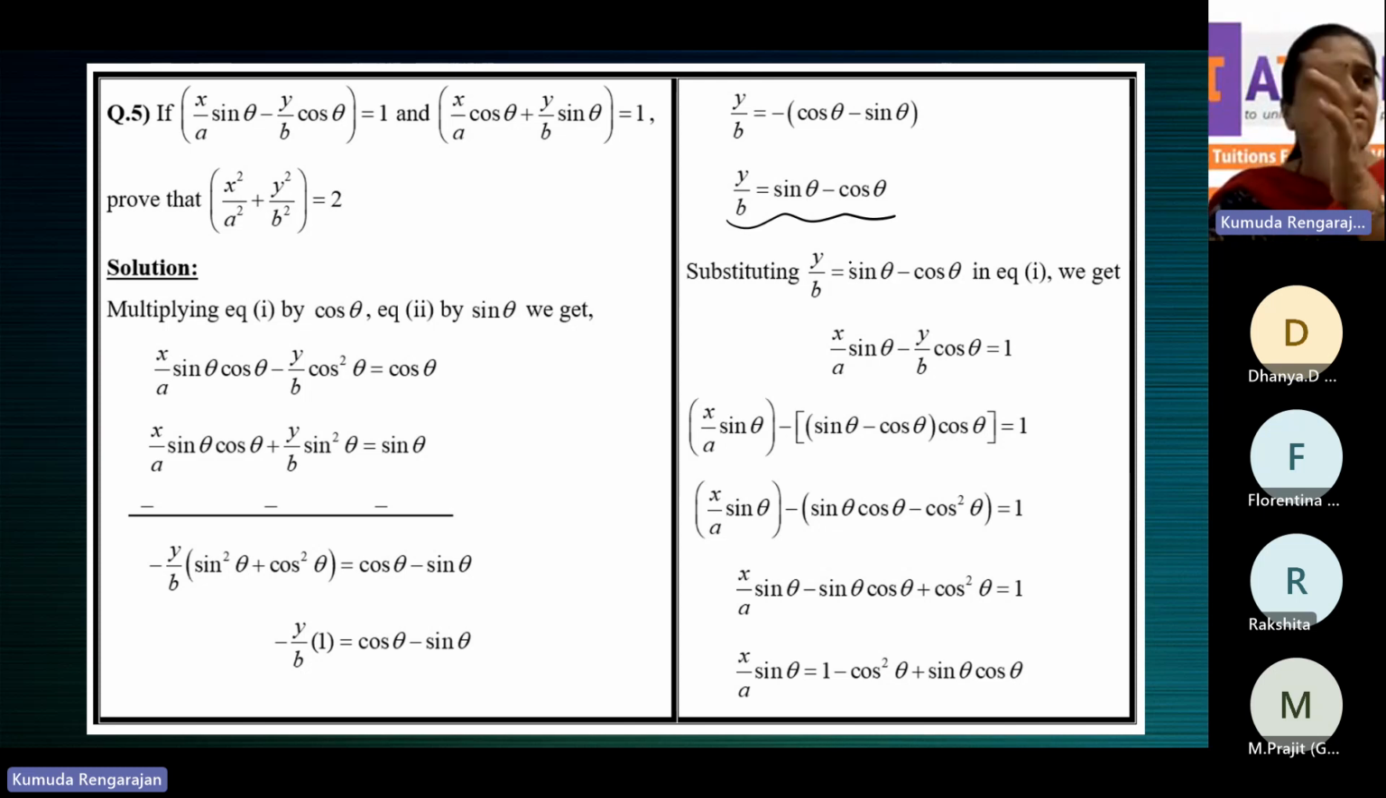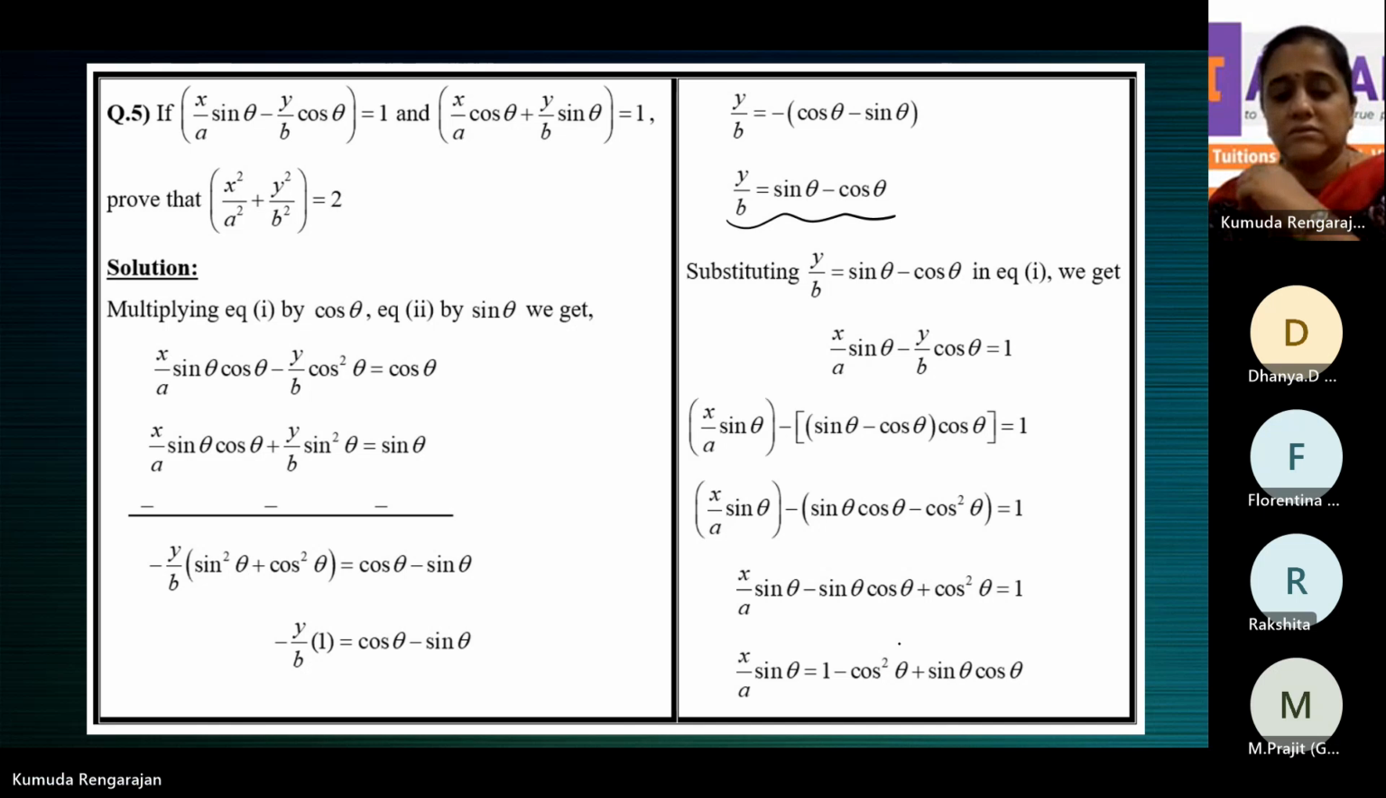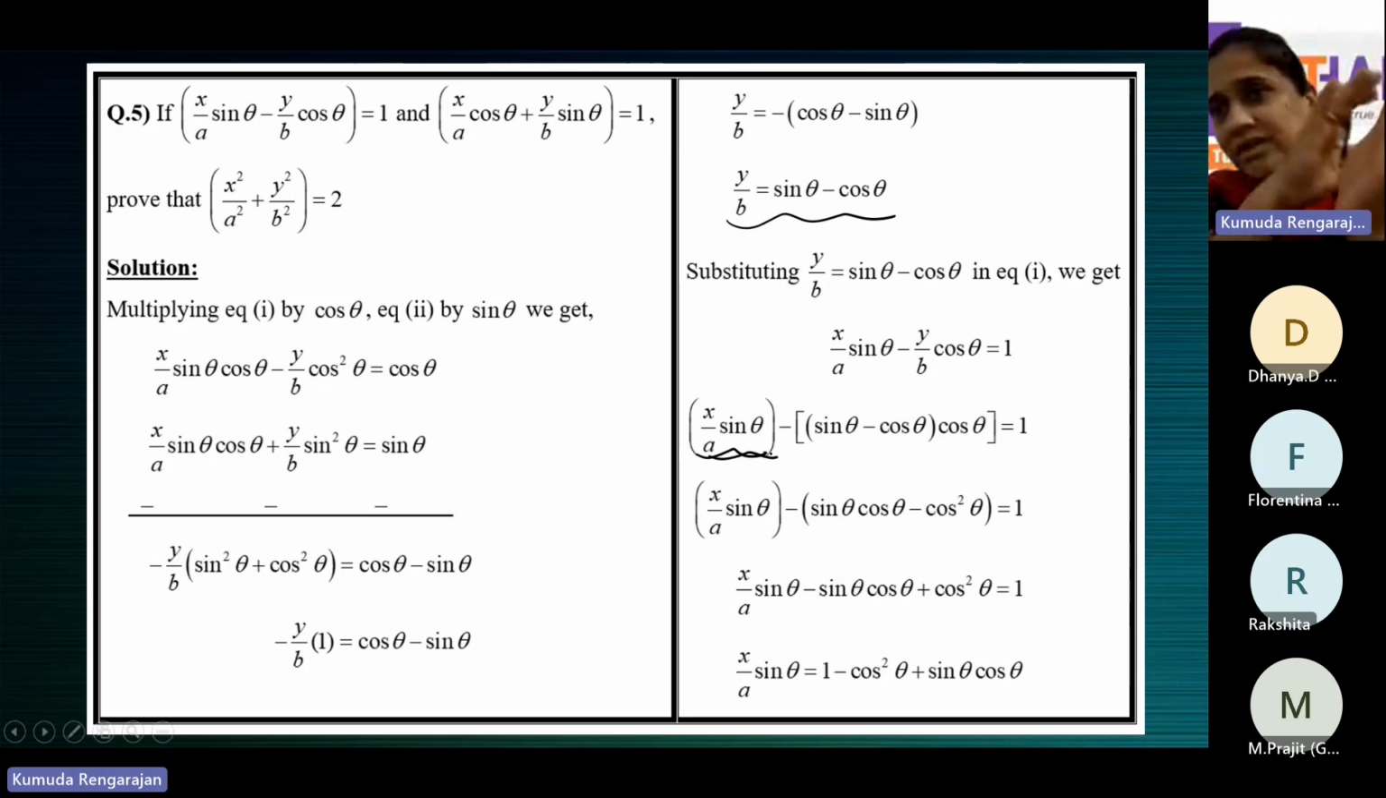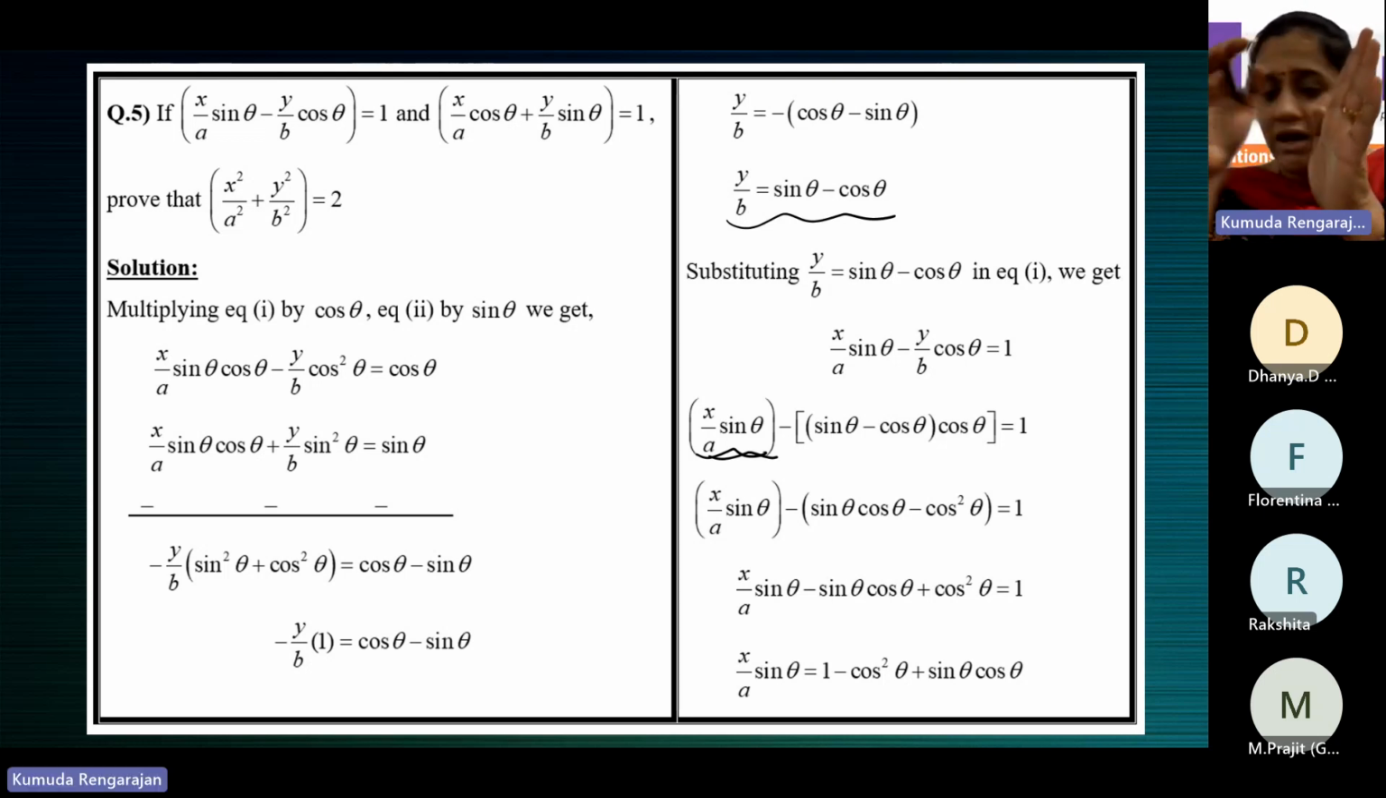Then we substitute in one of the two equations to find x by a. After substituting, you should have x by a in only one place. Okay, x by a is only in this term. But you should have it alone on one side, and you should take the remaining terms to the other side. Only then you can find x by a. It is already only in one term, x by a sine theta, that's all.